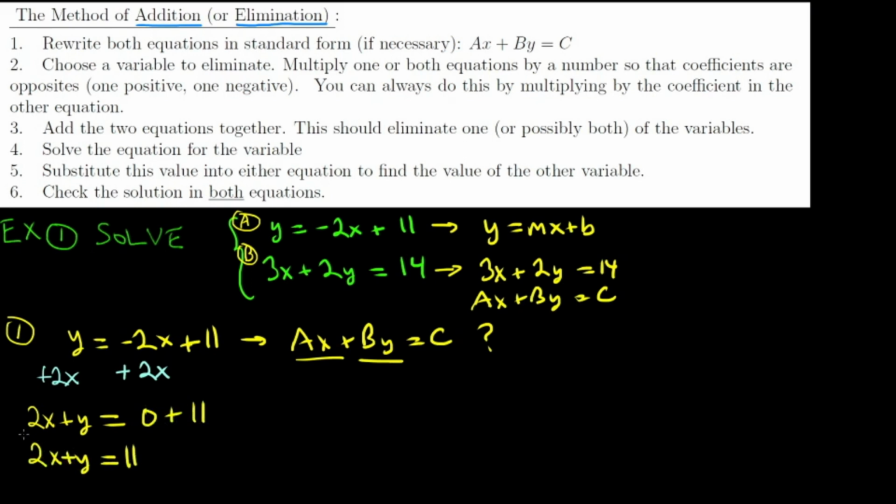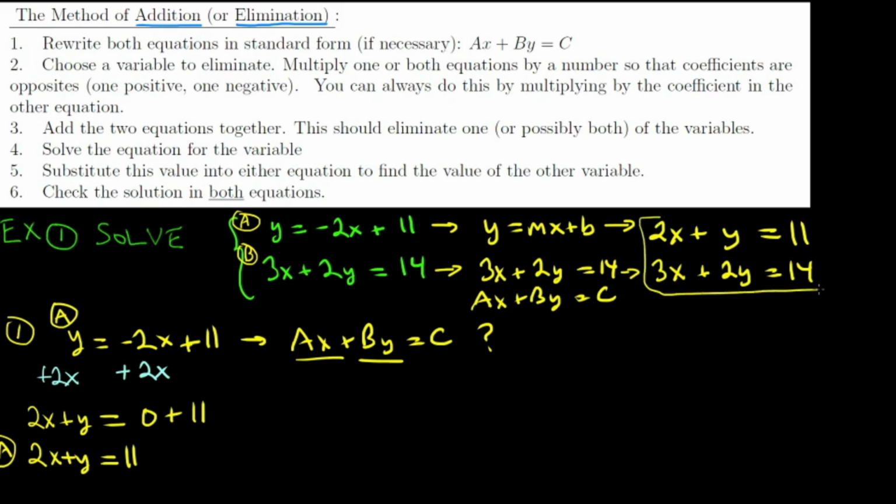Right? So there's equation A, but now it's in the general form. It's in the form we want, so we can rewrite this as 2x plus y equals 11. And the second equation we can leave alone: 3x plus 2y equals 14. Okay, so there's our system.